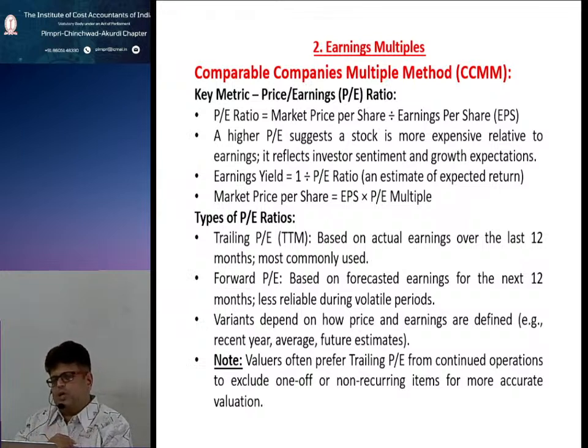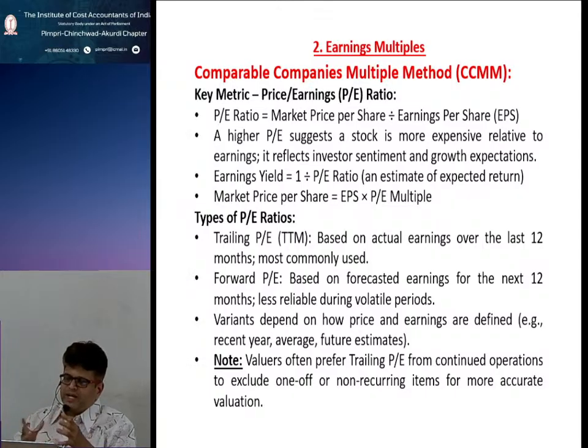So trailing PE is more commonly used or popular because in a way it reflects the past trends. Forward PE to some extent is less reliable during volatile periods, because it is based on the forecasted earnings for the next 12 months, and if there is a huge amount of volatility, then it becomes less reliable. Variance depends on how price and earnings are defined. Example, recent year, average, future estimate. So this could be the variance, and variance depends on how price and earnings are defined.